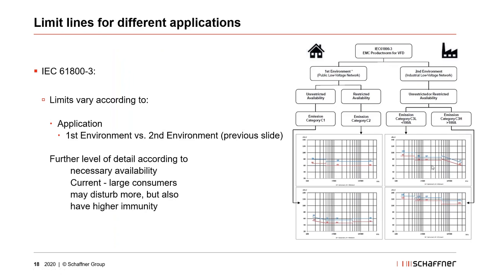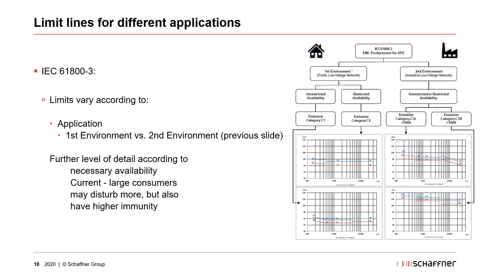Now we are back in the document, in the selection guide. According to the selection guide, there are these two environments we already discussed. Then we need to distinguish, for the first environment, whether we have unrestricted availability or restricted availability. If it needs to be available at all times, then we need to reach emission category C1. If there is no really unrestricted availability, then we can go to level C2.